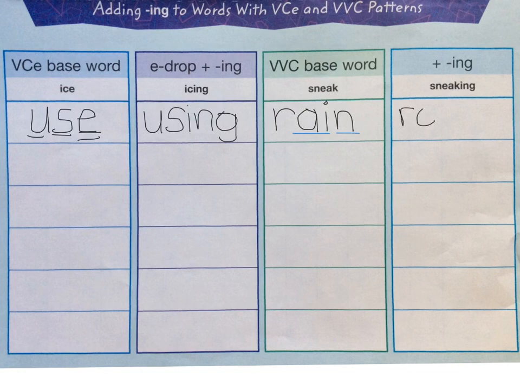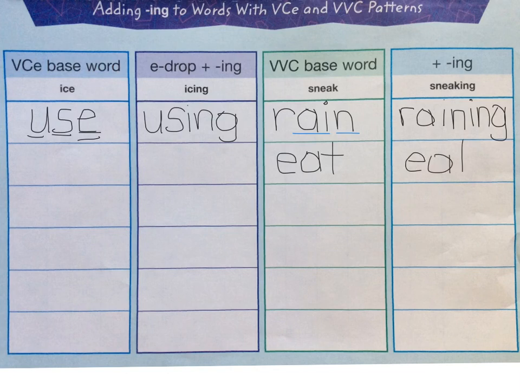So we're just going to write rain. Make sure you're using your best writing, and then you're just going to add your ing to your base word. Let's do one more. Let's find the word eat, E-A-T. Well, we notice in the word eat, you have your VVC base word. So once again, you're just going to add an ing to the end. Okay, so place eat under your VVC base word and just add an ing, eating.